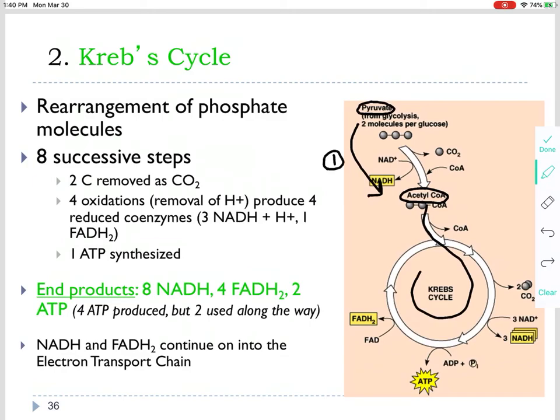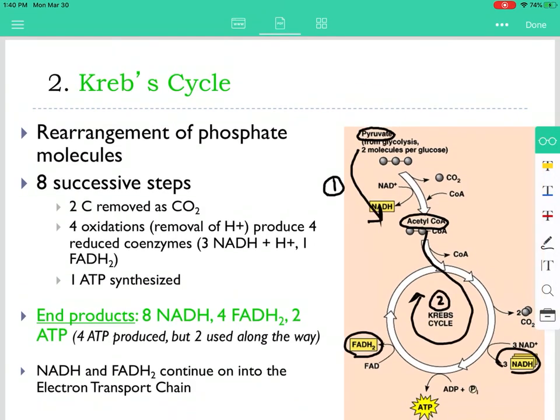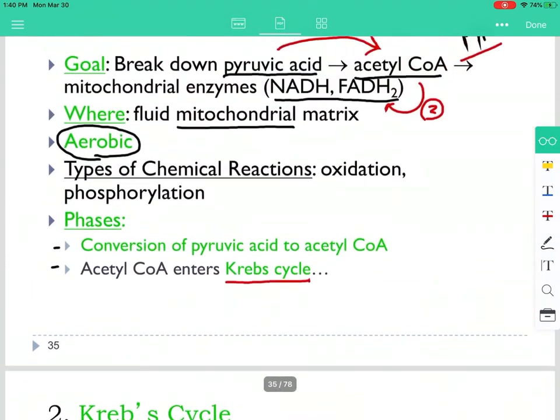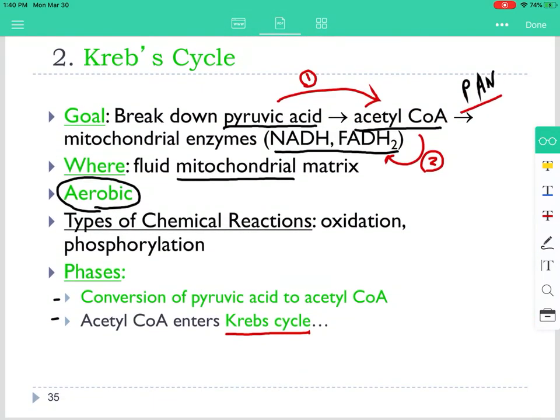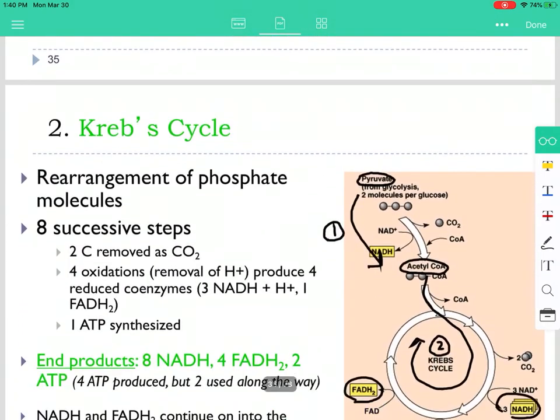The second part is that we take that acetyl coenzyme A and it goes into a cycle. Hence we get the name Krebs cycle. And what are the end products of the Krebs cycle? What's being kicked off of these cyclic chemical reactions? FADH and NADH. And this follows along with what we talked about here.